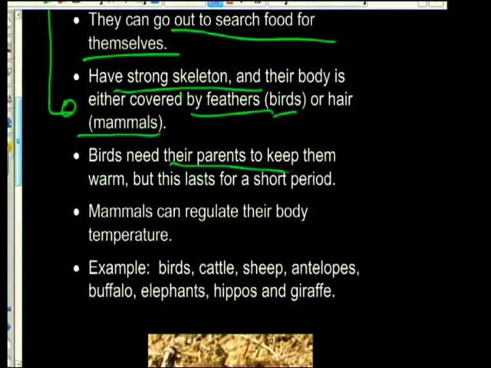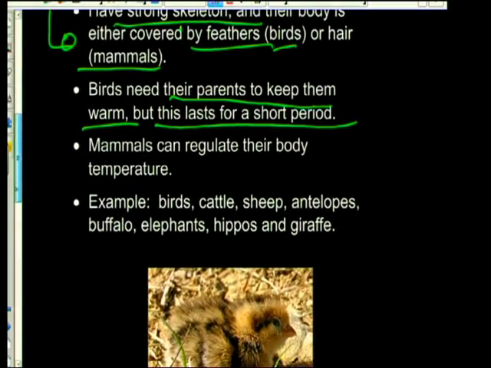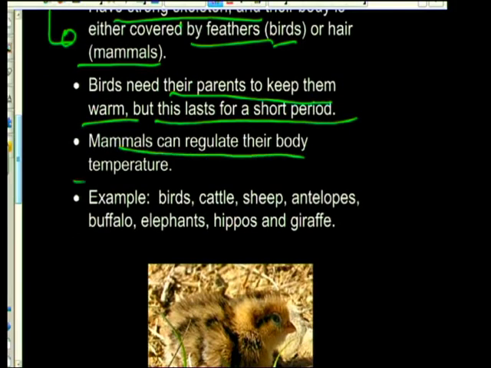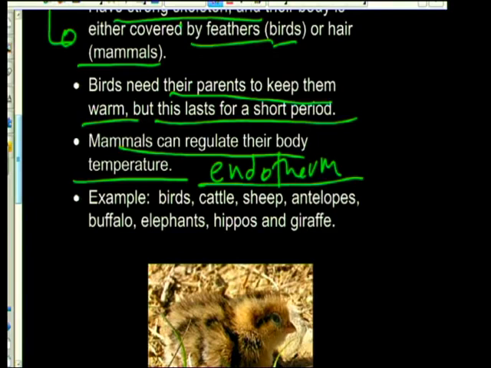Birds need their parents to keep them warm, but this lasts for a very short period for precocial birds. Mammals don't need their parents to keep them warm because they are homeothermic, or rather, we use the word these days, endotherms. They control their body temperature from within their bodies. This word endotherm you would come across in a chapter known as homeostasis later.